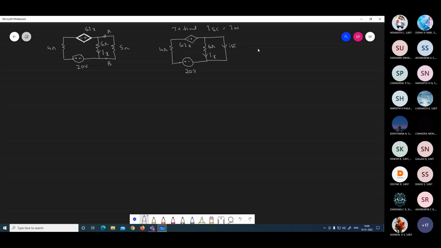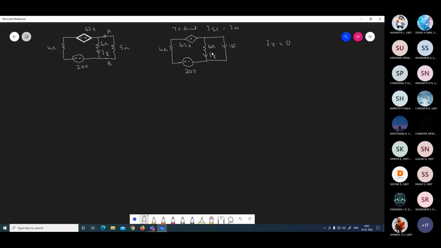This is a very important concept in solving this problem. What is Ix? Ix is 0. This is very important because here we are shorted. The current will not flow to this branch. Whatever current comes will take the shorted path only. Therefore here Ix will be 0.